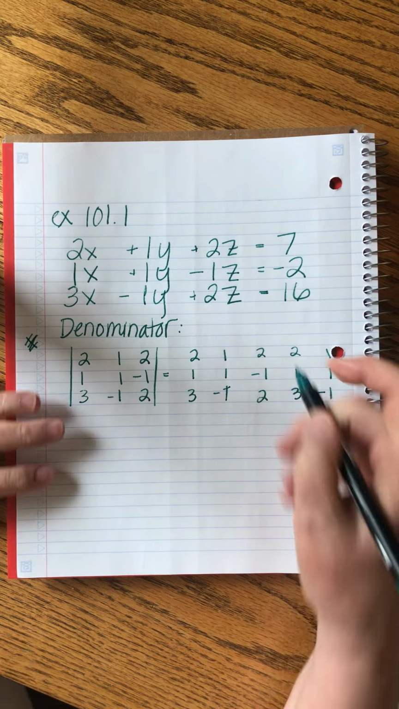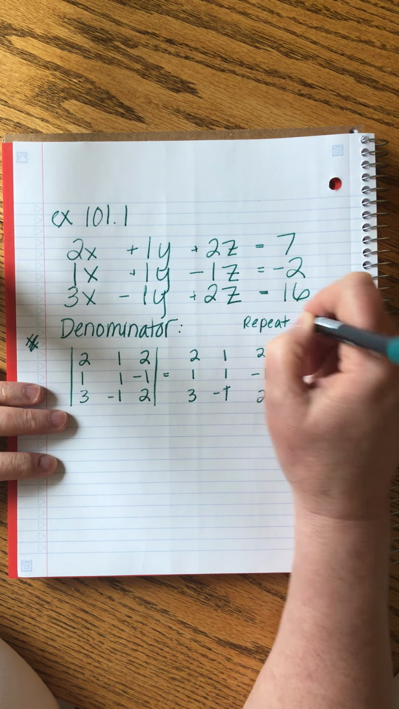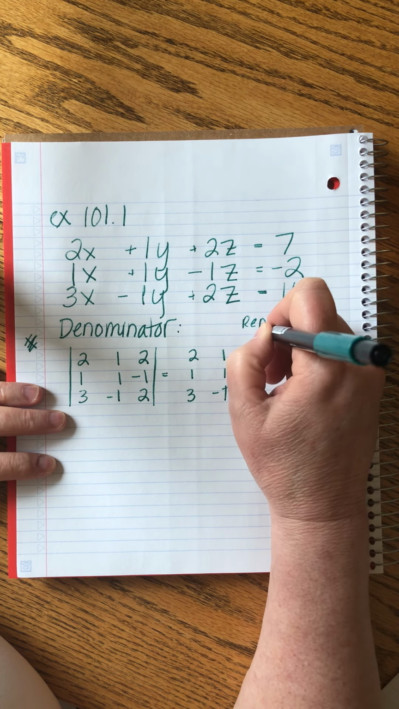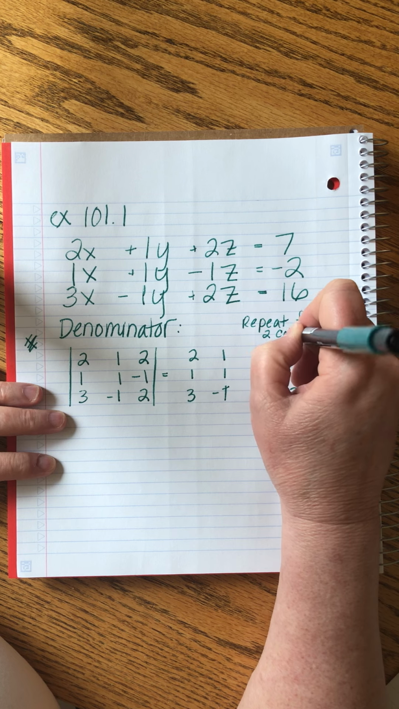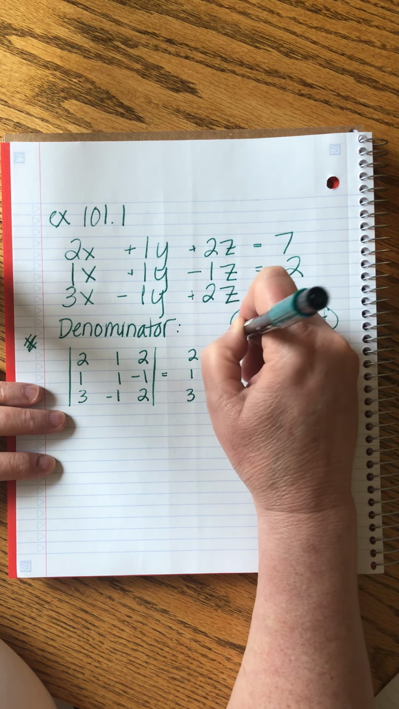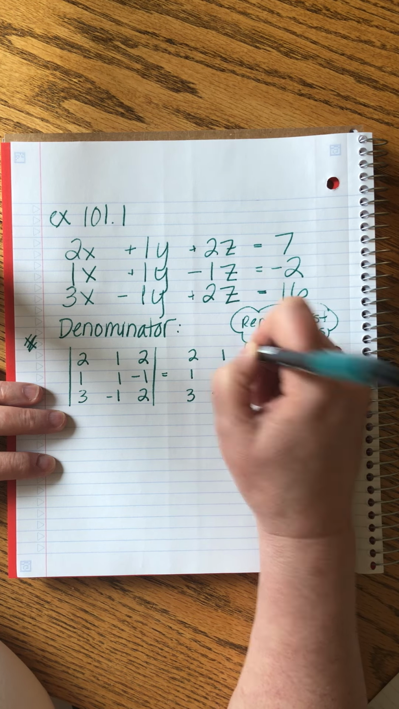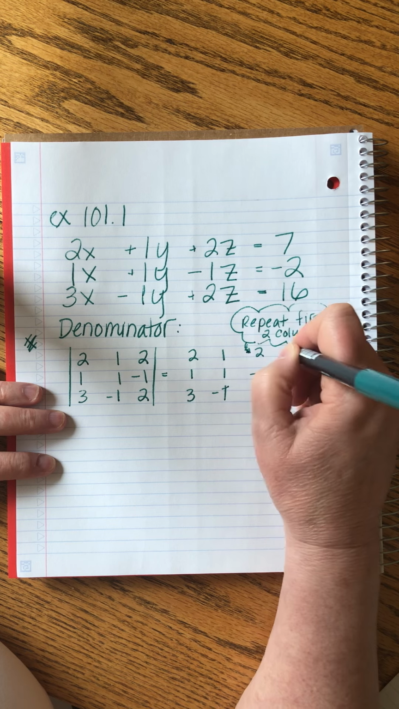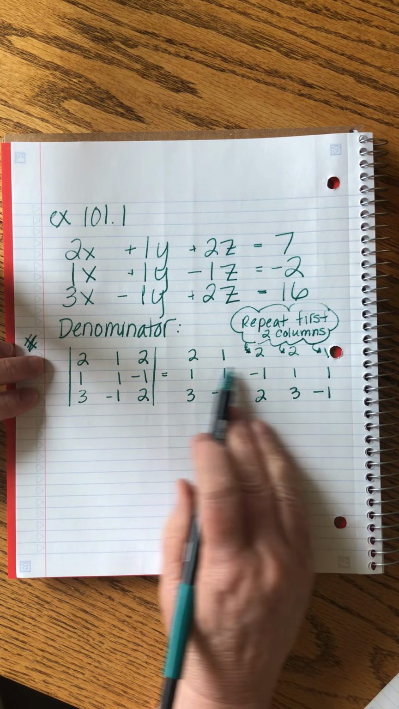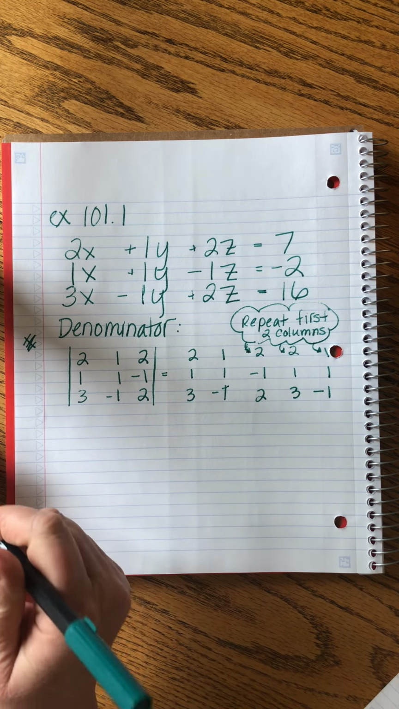Okay, so I repeat the first two columns. That is just weird, but that's what you do. Okay, so I did it here, and here. This was the original 3, and then I did the next 3. Okay, so how do we multiply?